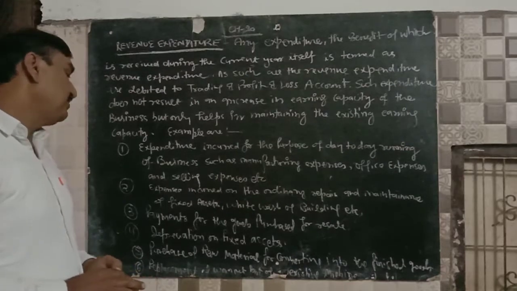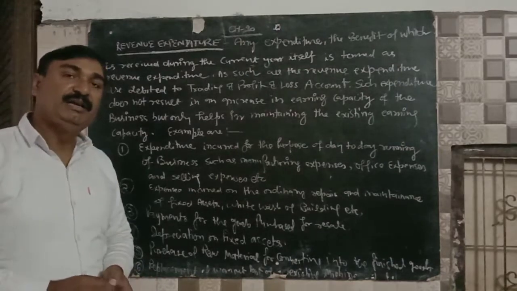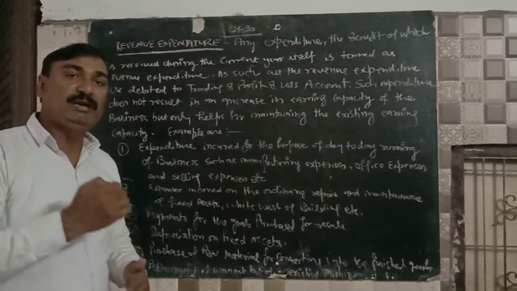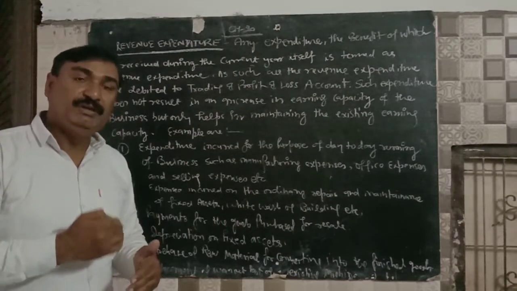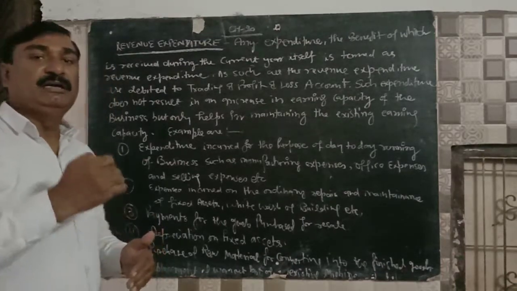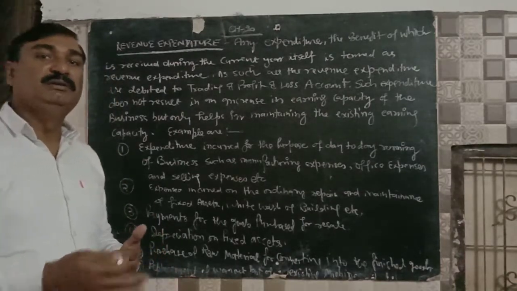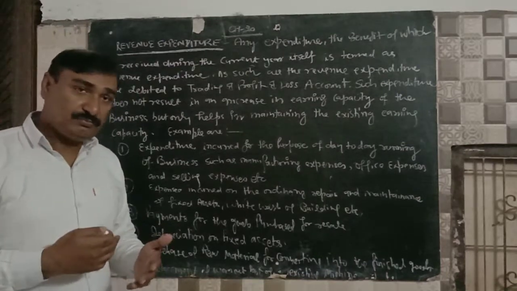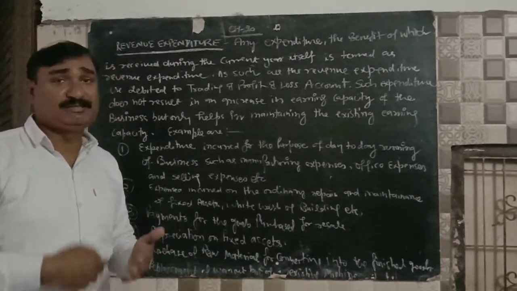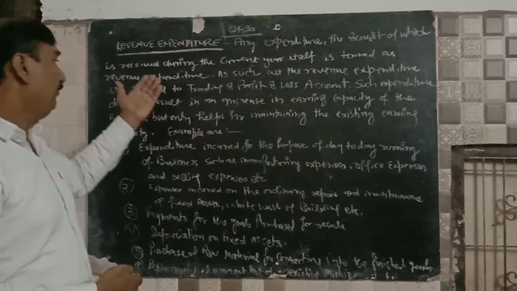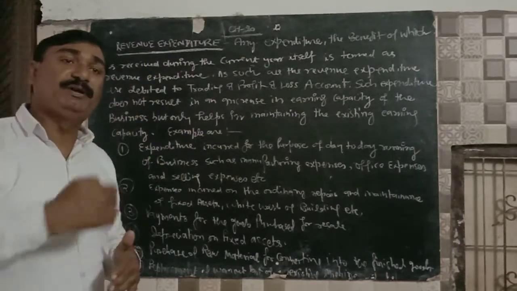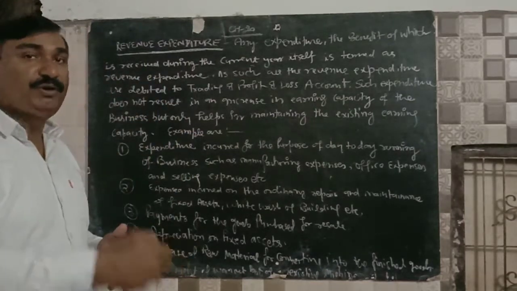Number five, purchase of raw material. Yes, if we are manufacturing things, we have to buy some raw material for manufacturing goods. So this raw material cost is considered to be revenue expenditure, because of this raw material we can make the finished goods for resale.